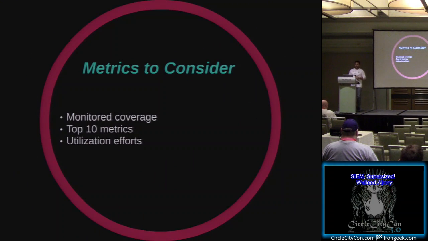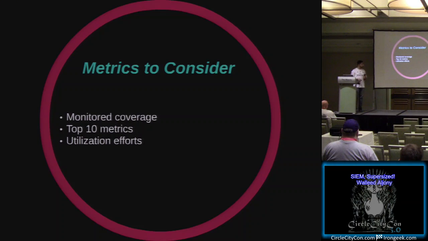Some metrics to consider would be your monitoring coverage. One of the things people see is that if you're plugging in only two assets within a SIEM deployment, then your environment is very quiet. You're not getting a full picture. If you just have a firewall logging to a SIEM, you're not going to get a full picture of what's happening within the actual network.